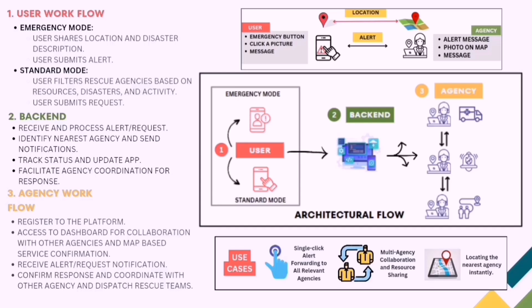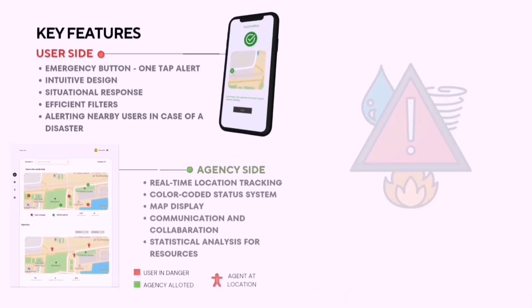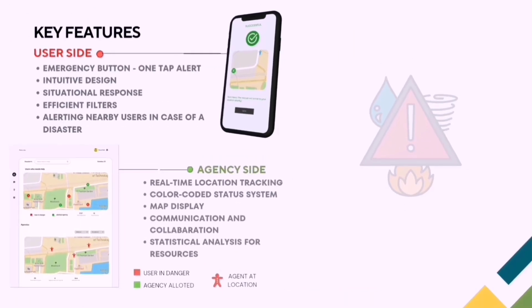In standard mode, you have a filter option and a search option to filter agencies based on its resources, disasters, and the last reported activity, and then submit a request and also receive notifications. Our backend tracks the request, keeps you updated. Key features for the users are one-tap emergency alerts for immediate help, efficient filters to find the right agency quickly. In case of a disaster, the user can alert nearby users.